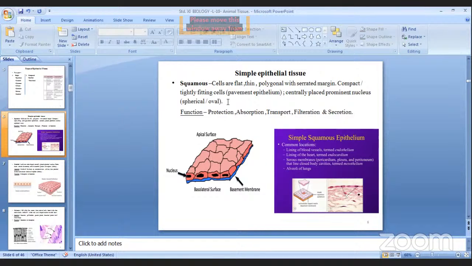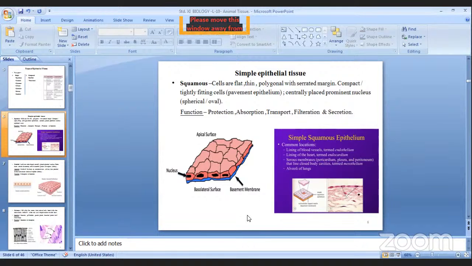Now see, squamous cells are flat, thin, polygonal, with a serrated margin. They are compact, tightly fitting cells, and the appearance looks like pavement, so it is also known as pavement epithelium. Then there is a centrally placed prominent nucleus, which may be spherical or oval. Its functions: protection, absorption, transport, filtration, and secretion.